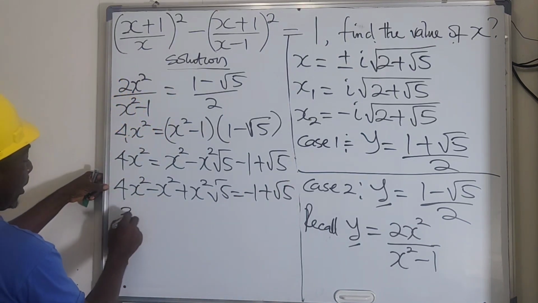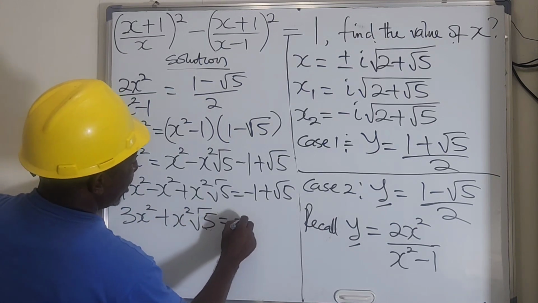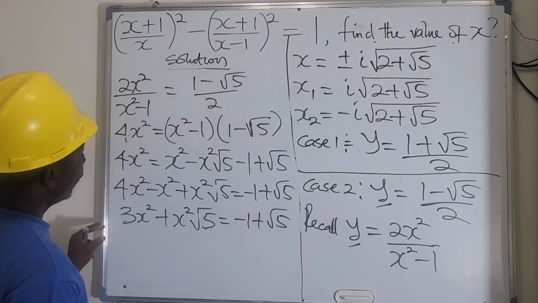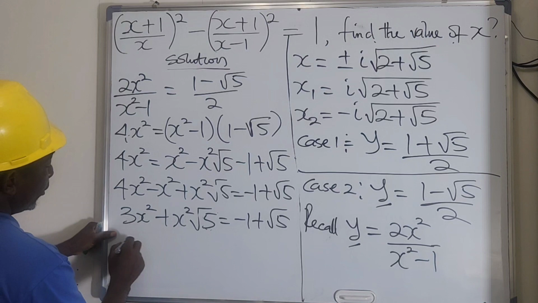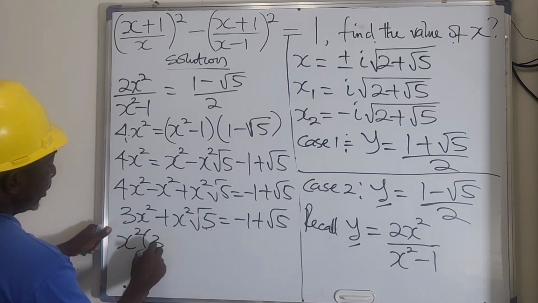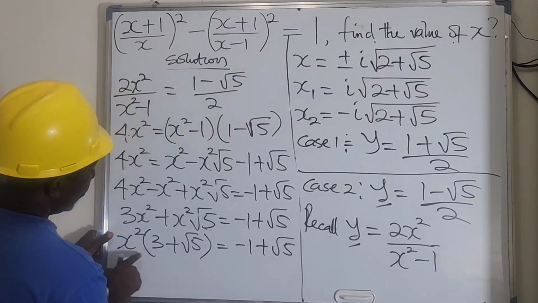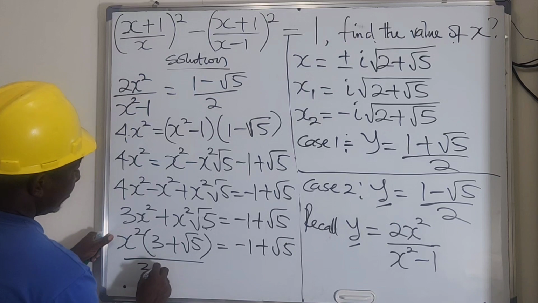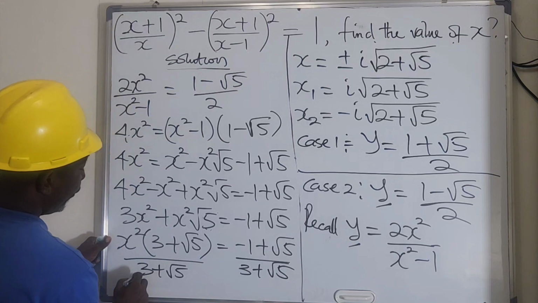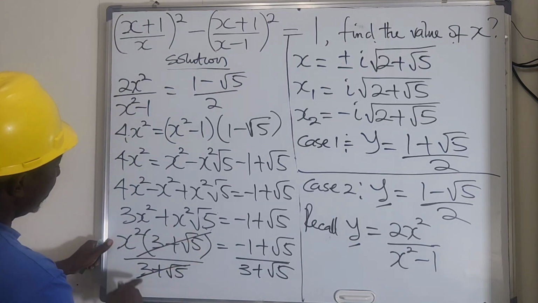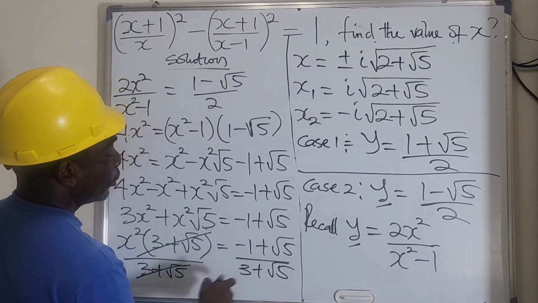So this will become 3x squared plus x squared root 5 equals minus 1 plus root 5. So for us to clear this, we will take x squared as a factor. So it will become x squared into 3 plus root 5 equals minus 1 plus root 5. So here we can divide all through by 3 plus root 5. So root 5 here will cancel here. We are now left with x squared equals minus 1 plus root 5 all over 3 plus root 5.